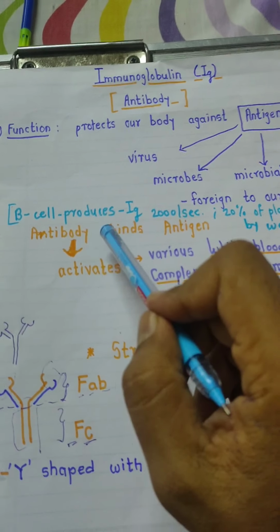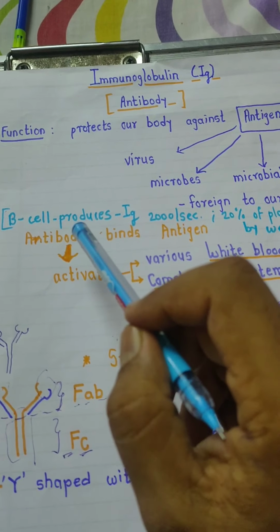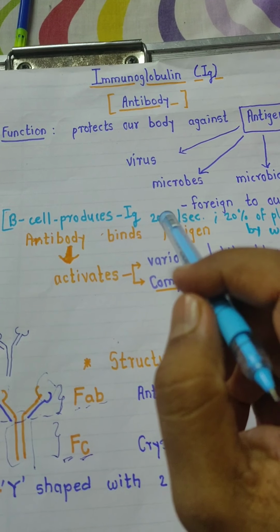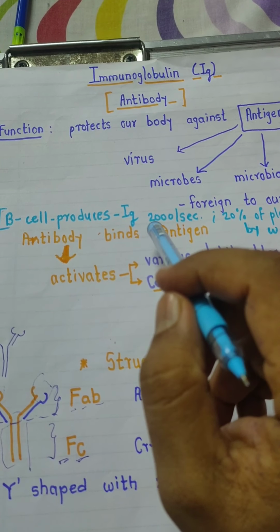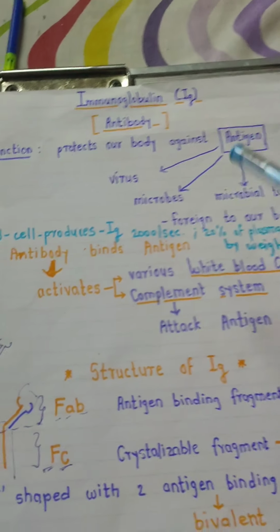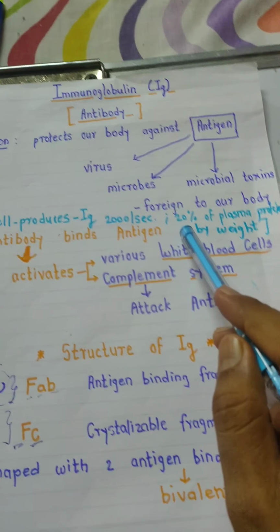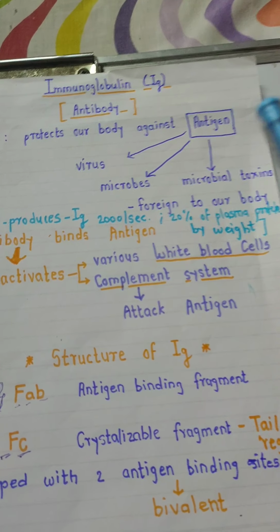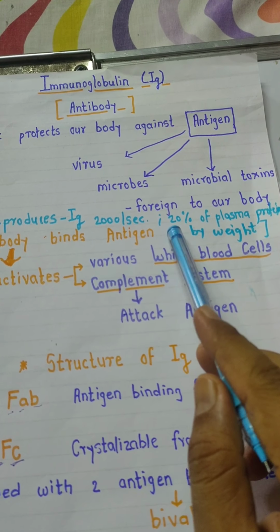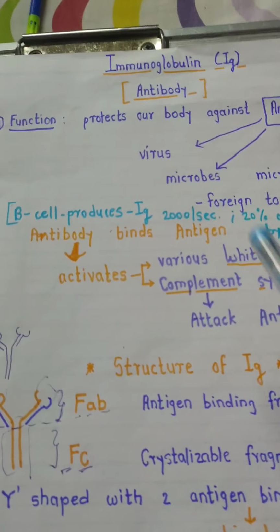So B cell produces immunoglobulins or antibodies. The rate of production of antibody is 2000 antibodies or immunoglobulins per second. The total amount of antibodies in plasma protein is 20% by weight.